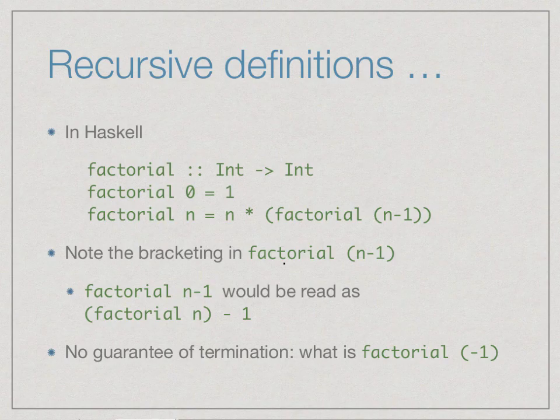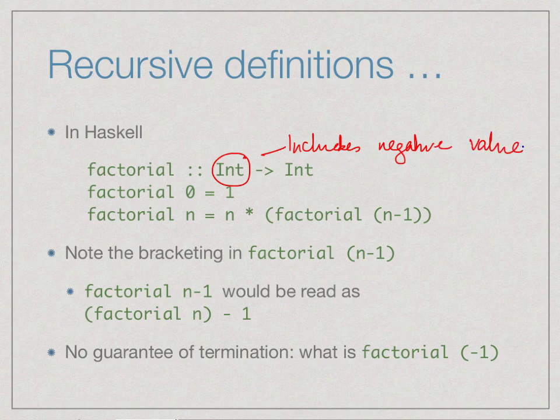So this function, as stated, works correctly for positive values of n, but the type Int includes negative values. Haskell's built-in type Int includes negative values, and there is no built-in Haskell type which consists of only the non-negative integers. So if I write factorial, I have to write its type as Int to Int, and this does not prevent me from feeding negative values to factorial, and this definition of factorial does not terminate for negative inputs. So just writing something that looks inductively correct does not guarantee that the computation will terminate for all legal inputs.